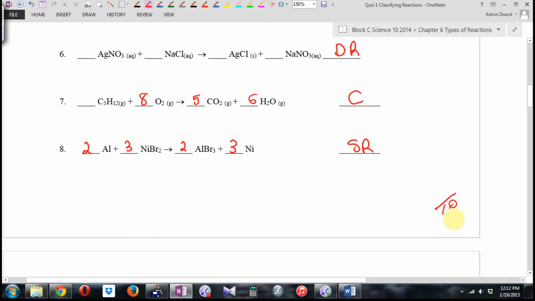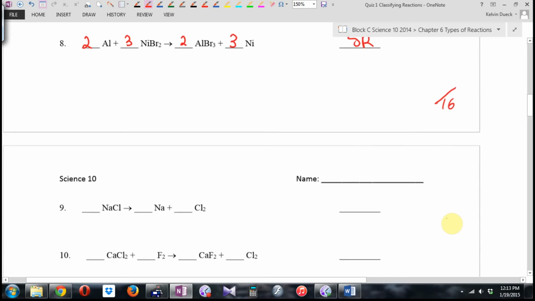So this page is out of 16. I have to turn the page. You guys are moving 1 page over.